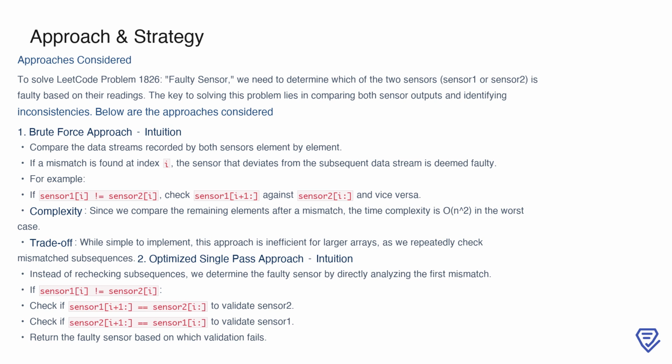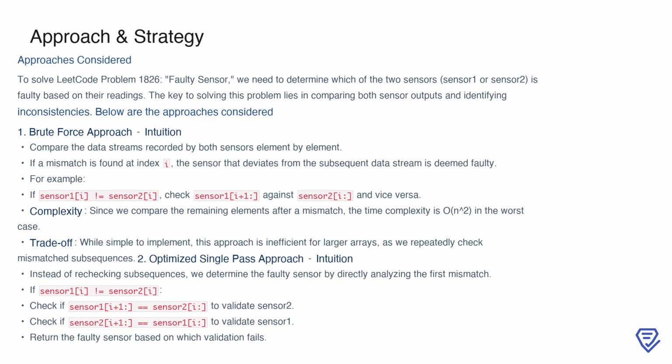This method is quite straightforward but inefficient, as the worst-case scenario requires us to repeatedly compare subsequences, resulting in a time complexity of n². The trade-off is simplicity in implementation but poor performance for large datasets. To address this inefficiency, we can consider the optimized single-pass approach.